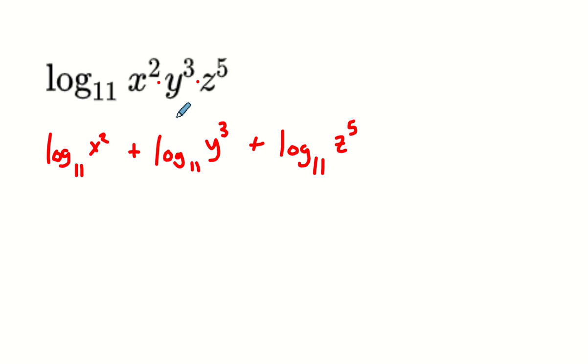And then last, all those exponents: that 2 goes up here, and it goes away. That 3 goes up here, and it goes away. And that 5 goes up here, and it goes away.